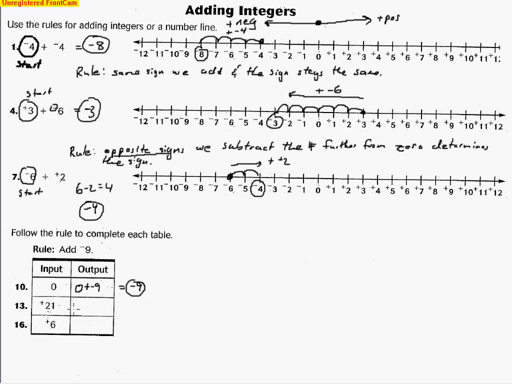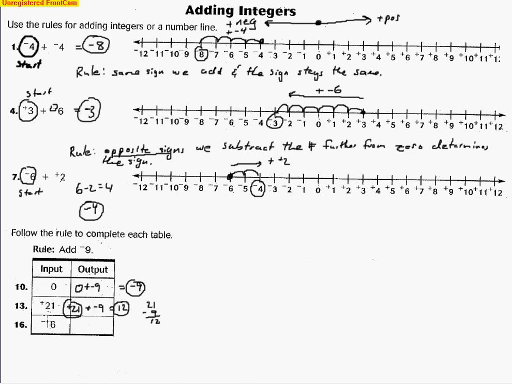Over here I'm starting at 21, and I'm adding negative 9. That's what the rule says right here. Opposite signs, so subtract. So do 21 minus 9. When you do that work, you end up with 12. Now we have to figure out whether it's positive 12 or negative 12. Look, we've got more positives. This one is bigger than this one here. This one's further from 0. So that's why we end up with a positive 12.